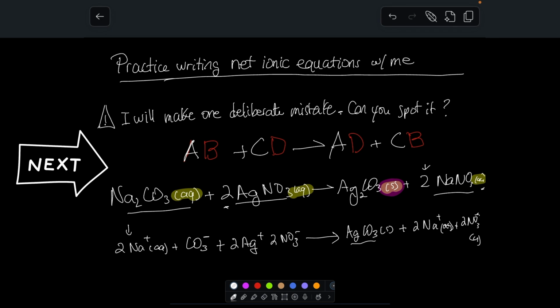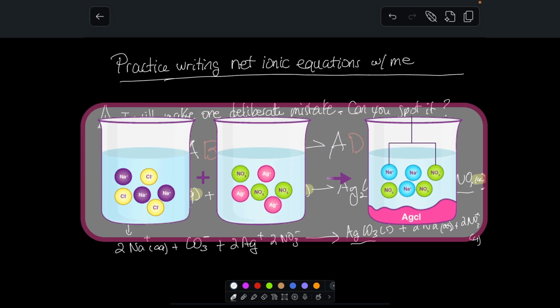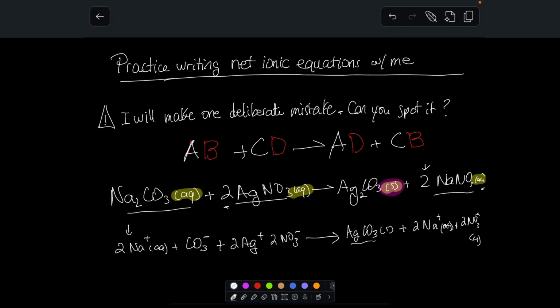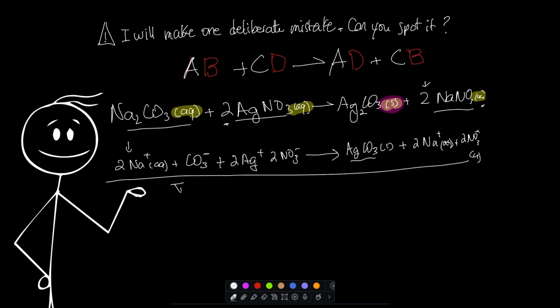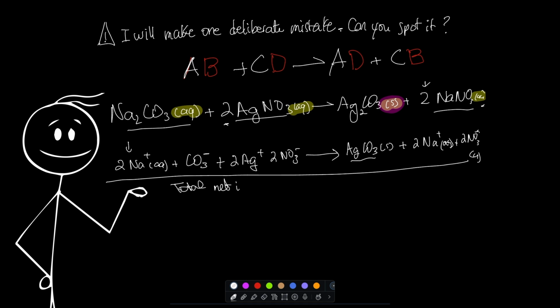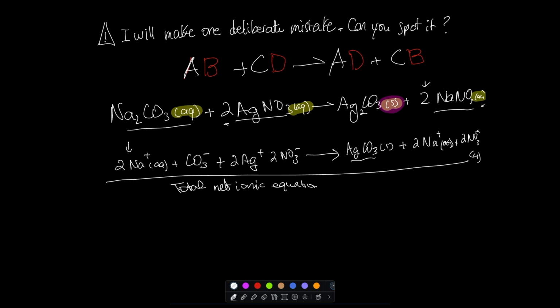The next step is very simple. What we need to do is identify the ions that appear on both sides of the equation. They're called spectator ions because they do not actually participate in the overall equation. Okay, so we have this right here. This is called a total ionic equation right here.